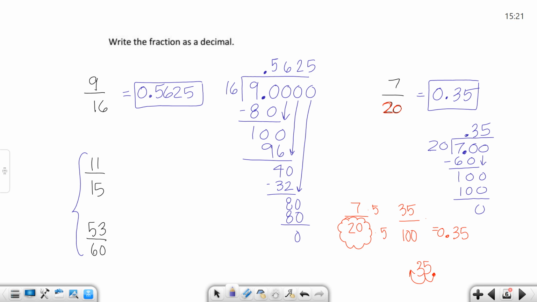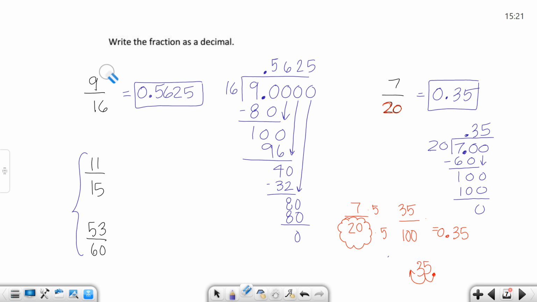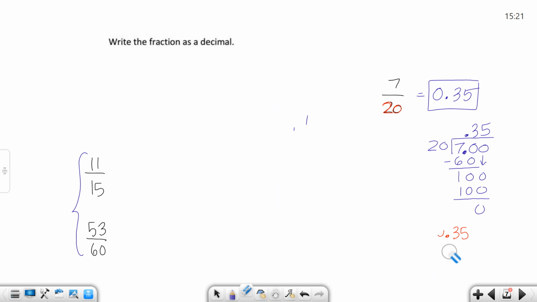Okay, let me make sure it saved it for me. And it did. Okay. So let's get those nasty ones.